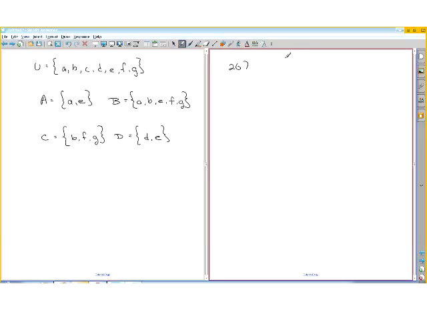Okay, 26. B is a subset of C. So here's B. We actually have 5 terms. We only have 3 in C, so that's definitely false.